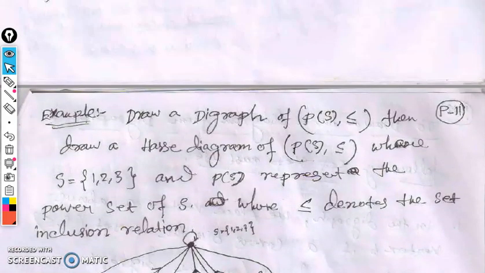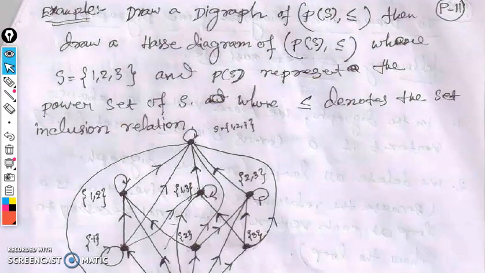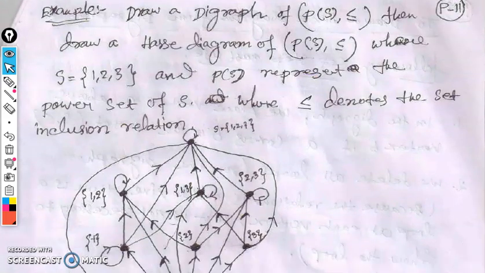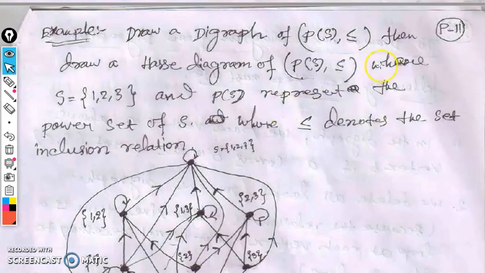Here we consider an example. Next we move to the step: draw a diagram of the poset. S is a set; according to the previous example, S is the set consisting of 1, 2, 3. Therefore, the power set P(S) should consist of 2 to the power n elements. Here n is 3, so 2 cubed is 8 elements. One is the null set, then the singleton sets {1}, {2}, {3}, then {1,2}, {1,3}, {2,3}, and the last one is the set itself, {1,2,3}.